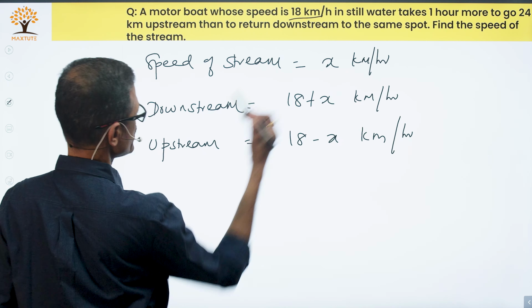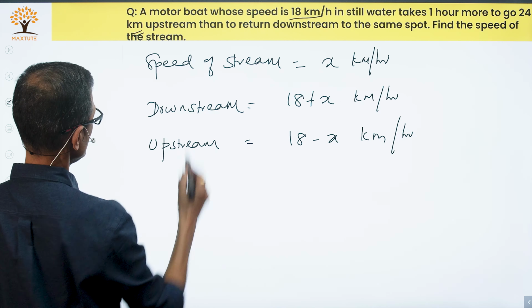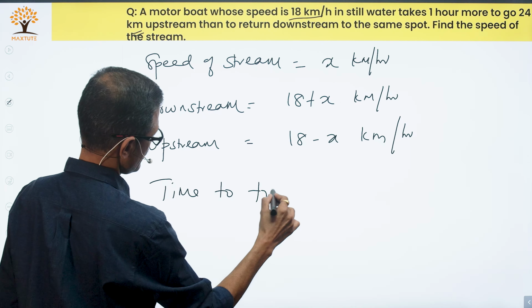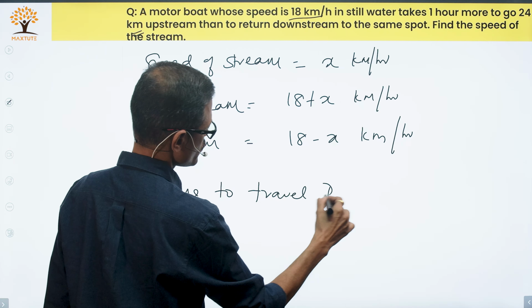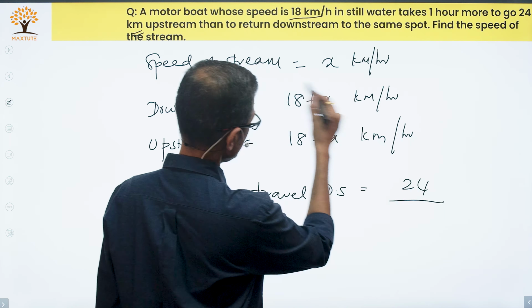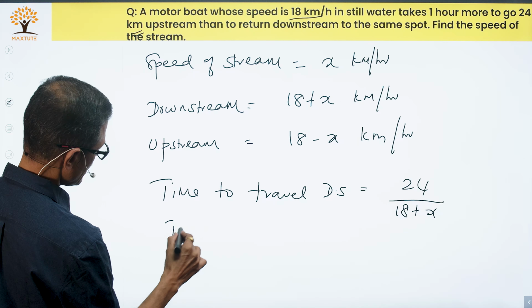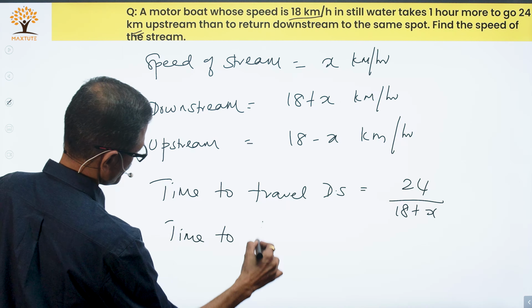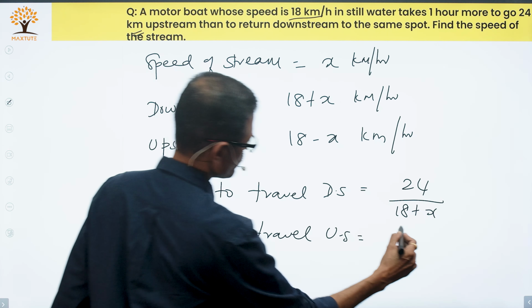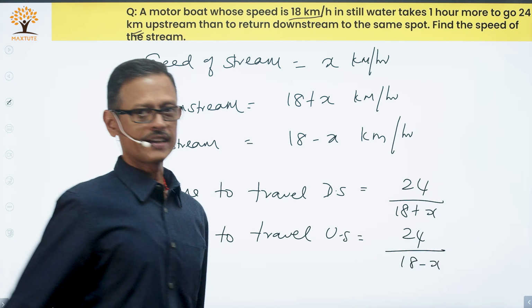To travel downstream, 24 kilometers is the distance traveled. So the time to travel downstream, we'll call it ds, is equal to the distance divided by the speed, which is 24 divided by 18 plus x. Time to travel upstream, we'll call it us, is equal to the distance, same 24, divided by the speed, which is 18 minus x.